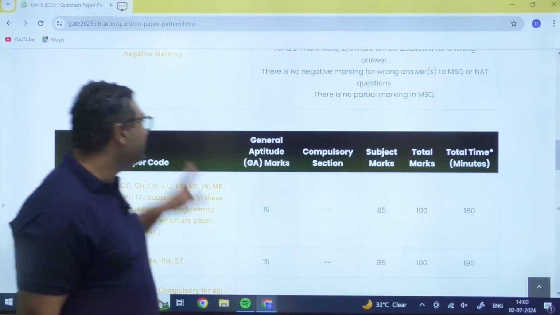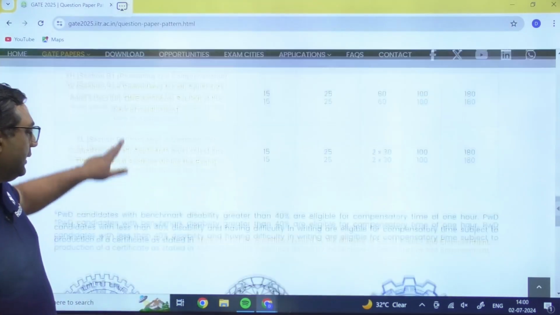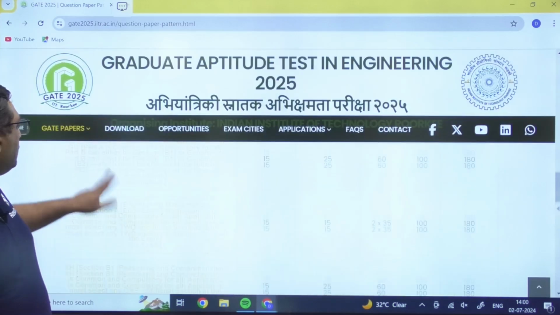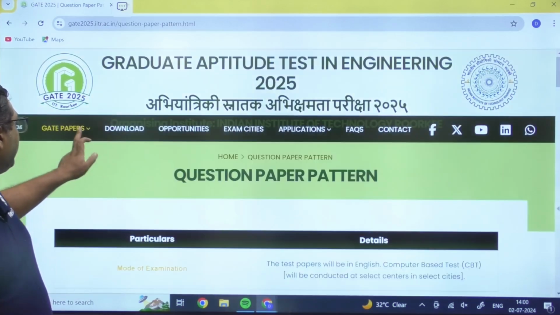So guys, these are the details mentioned here. Now, they have also given all other things. This was about the GATE paper section.